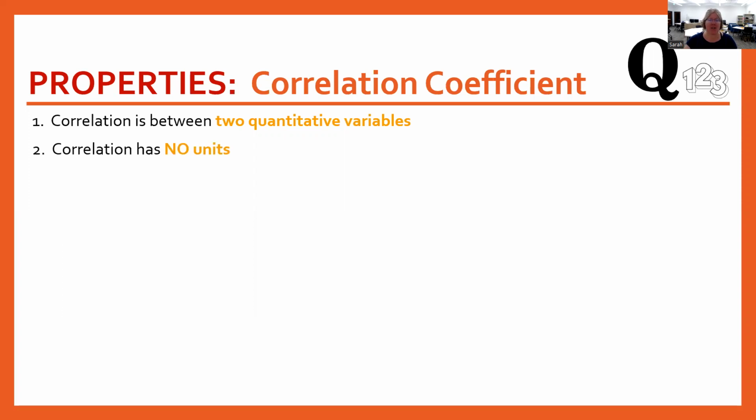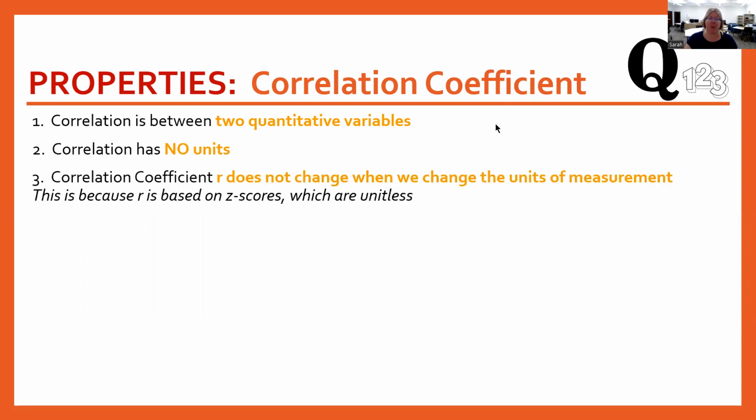The next one here is correlation has no units. So we looked at the formula earlier, and while you don't have to calculate it by hand, one of the things we talked about was that the way the formula works standardizes the numbers so they take out the units so we can compare them really nicely. So there should never be any units on your correlation coefficient. The correlation coefficient does not change when we change the units. Okay, so because we took those units out, it doesn't matter if we're measuring in feet per second, miles per hour, we're still going to get the same correlation coefficient.